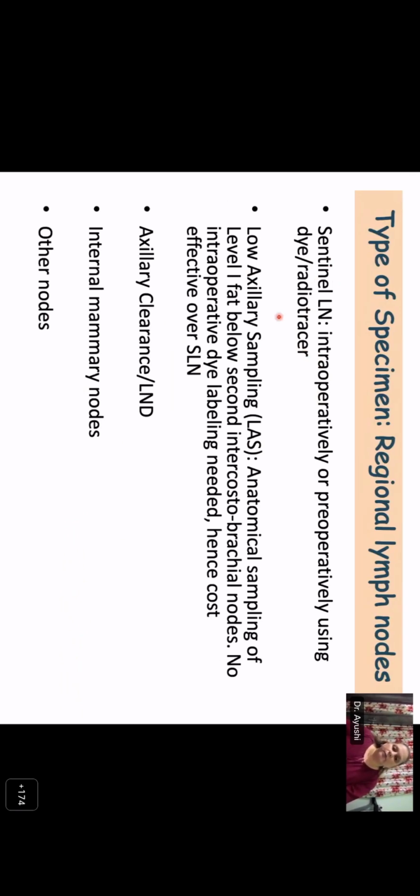Similar utility has been reported by, instead of using dye or radio tracer, which is expensive, a more cost-effective method: low axillary sampling, in which the surgeon samples the level 1 fat. It does not need any intraoperative dye labeling, so it is more important in a resource constrained setting. Besides this, of course, we receive axillary clearance, internal mammary nodes, and other nodes as may be considered important.